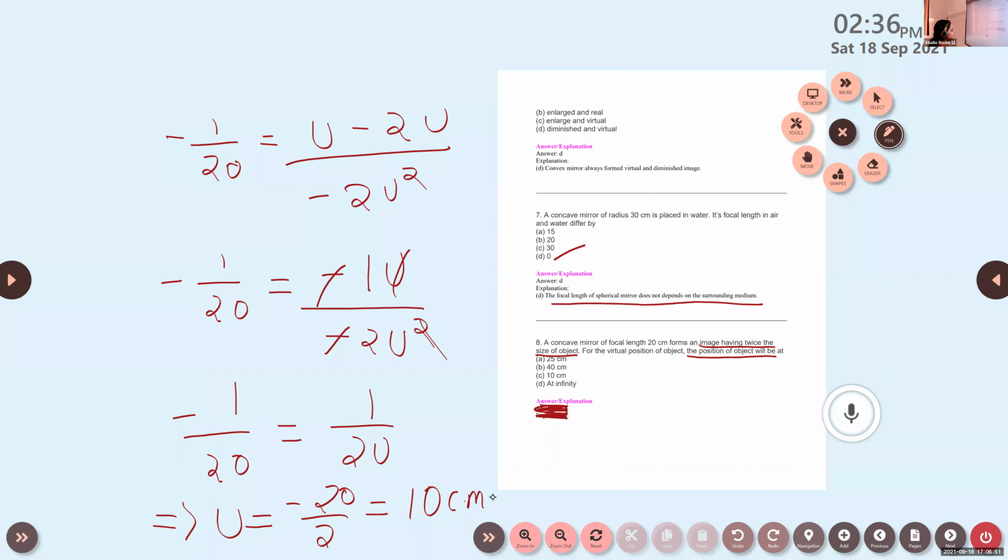Actually, a negative sign will be there. 10 centimeter. And we know that here we are finding the object distance. The object is always placed on the left side of the mirror, so we must have a negative sign, negative 10 centimeter, for the virtual position of an object.